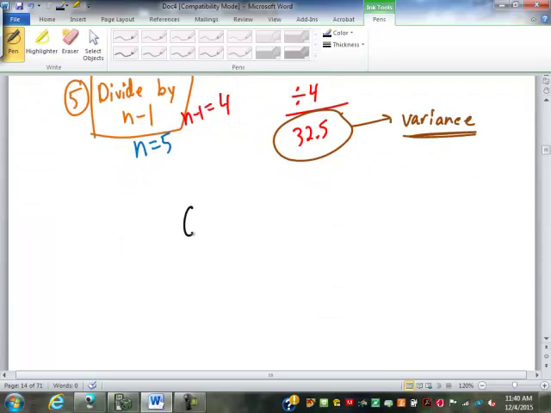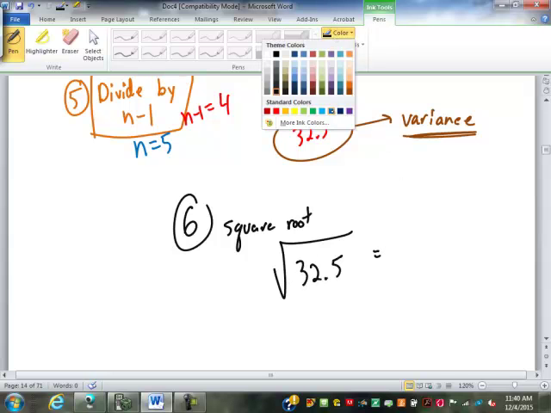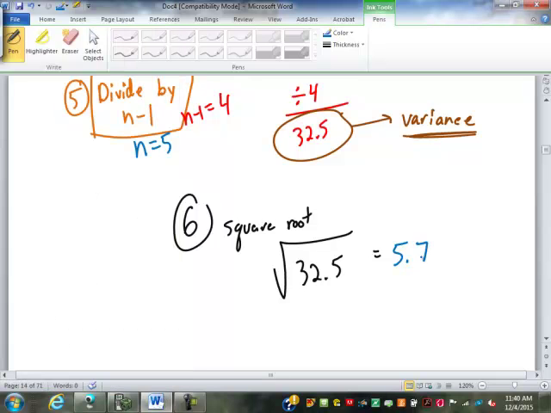Step 6 is to square root. So that's this one. The square root of 32.5 is 5.700. So 5.70 we're going to call it. That's our standard deviation. What the standard deviation is describing is an average distance from the mean for each point.